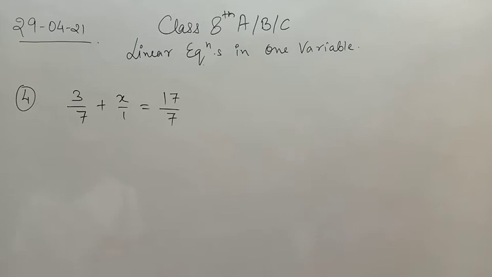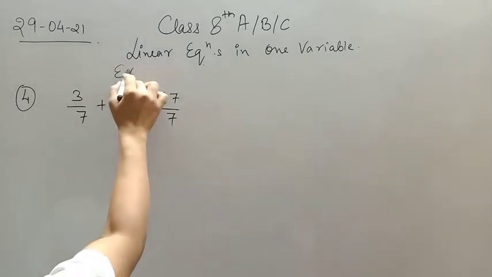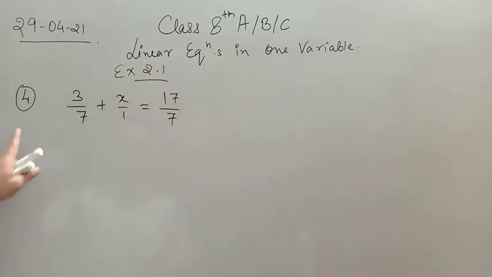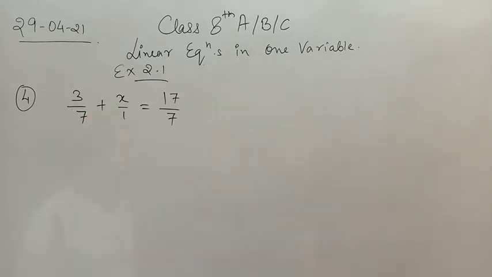Now I have taken question number 4 of your exercise 2.1. Let's say 3 upon 7 plus x upon 1 equals 17 upon 7. Even in this question, you just need to solve for x. And the question is: solve for x.